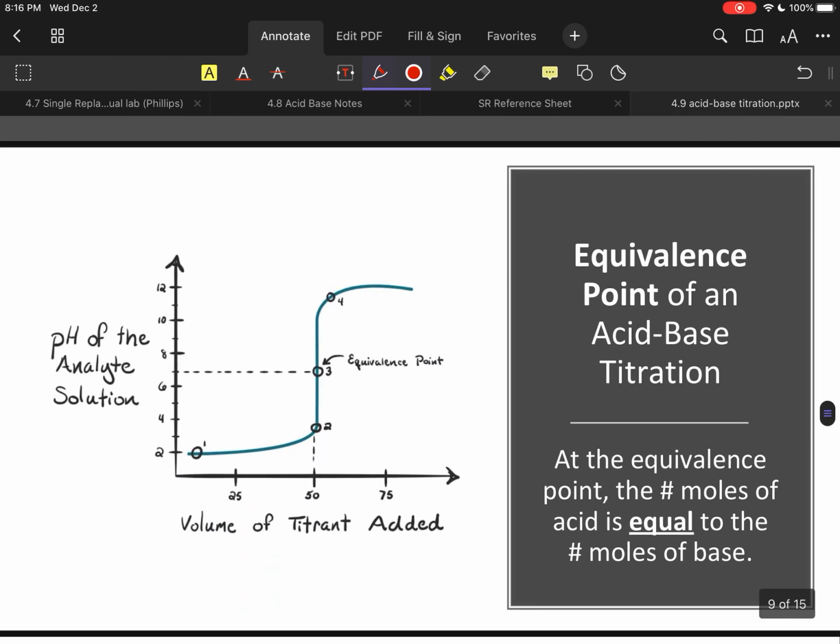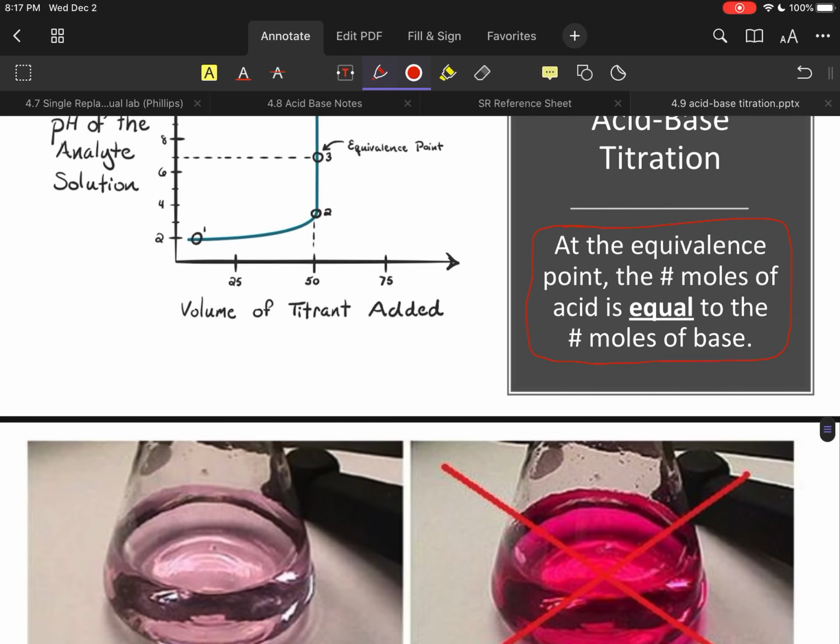And then like we said earlier, our equivalence point is just the point where the number of moles of our acid is equal to the number of moles of our base. And so if we're sitting in the lab and we're combining these two solutions, you may be asking yourself, how am I going to know when I get to this point? If I'm just adding them together, how do I know how much I'm going to add?